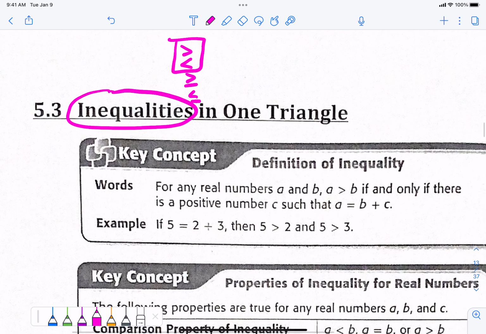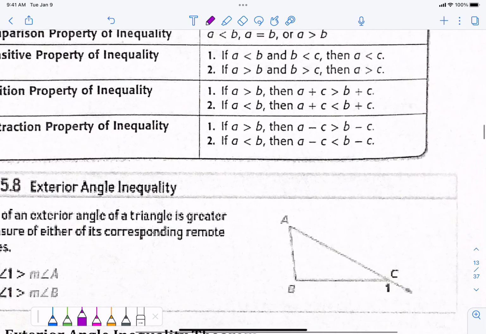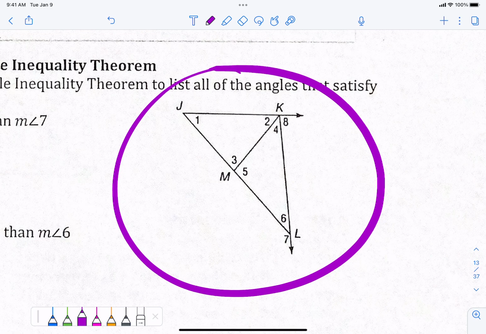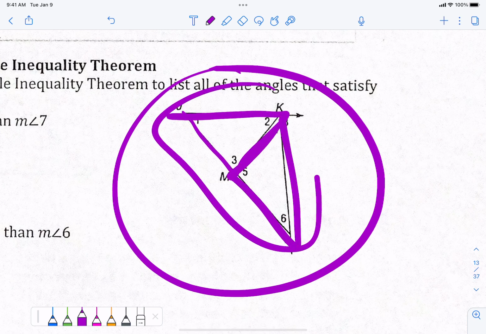And they say inequalities in one triangle, which is true. We're going to be talking about just one triangle, but if I scroll down partway through the page, your problems are going to look like this, okay? How many triangles are in that diagram right there? There are 3 triangles there. Do you see them? 1, a big triangle. 2, and then overall the triangle is 3. There are 3 triangles, okay?